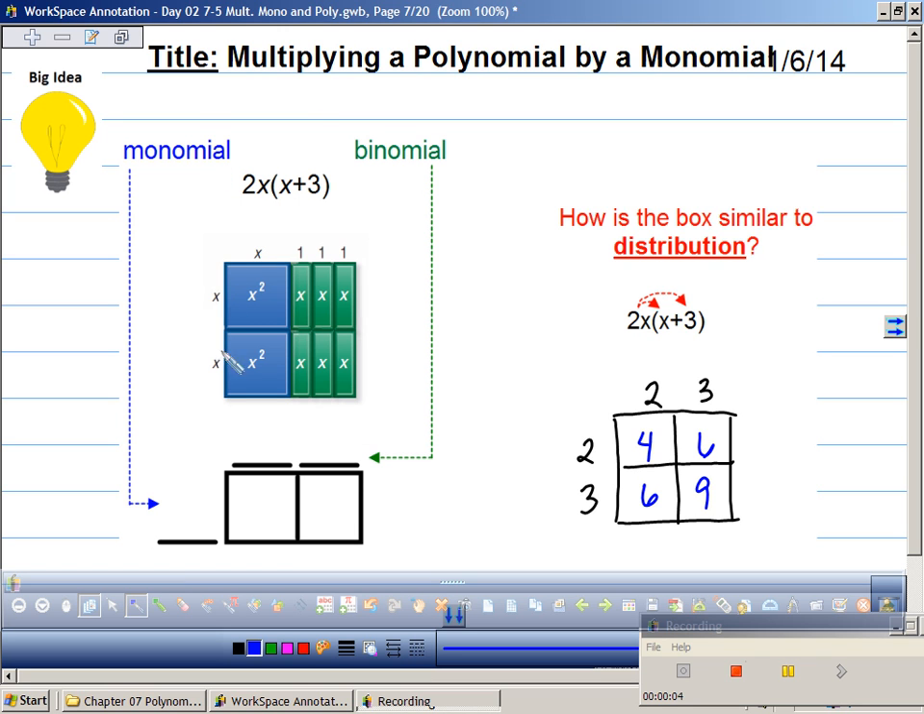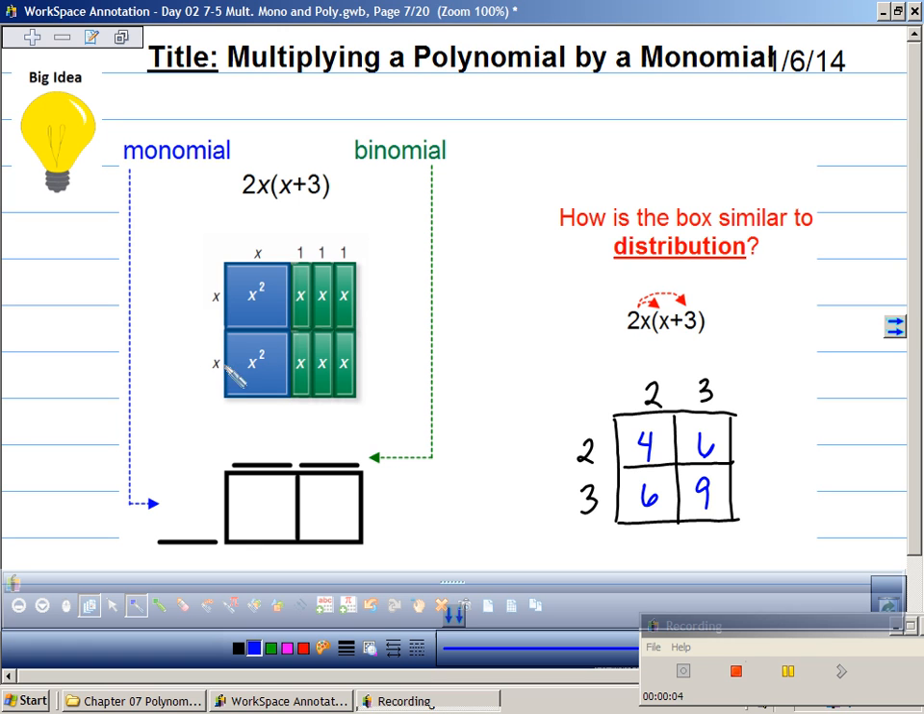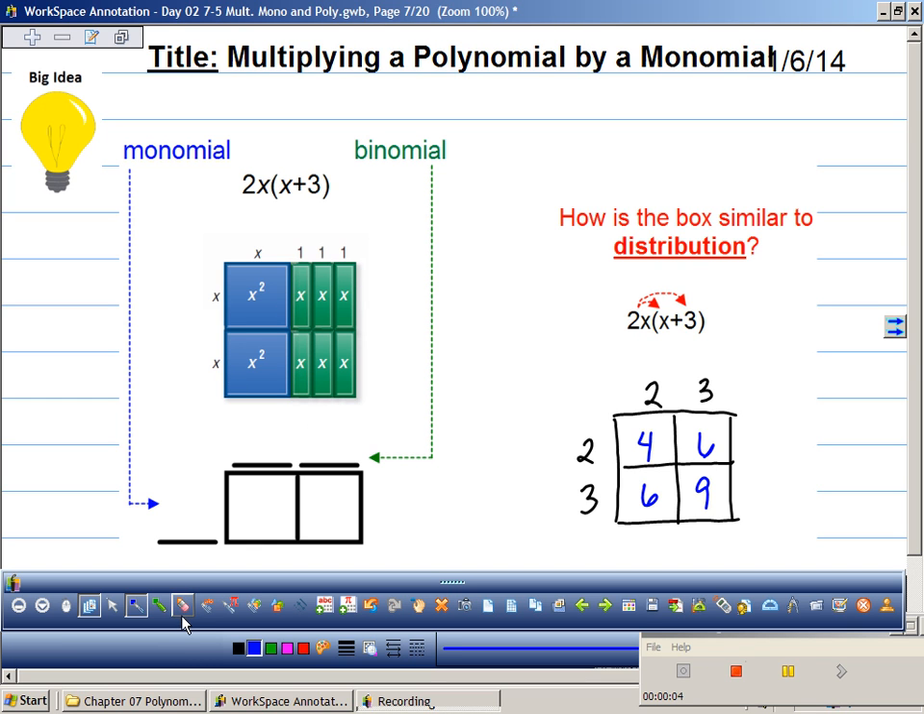So 2x is an x and an x. X plus 3 is x and a 1 tile and a 1 tile and a 1 tile. This might have been easier if we had the tiles on the side here. Anyways, what is x times x? X squared. What's x times 1? 1x. And x times 1 times 1. And the same thing down here. X times x is x squared. So it's multiplying just like a multiplication chart, right?